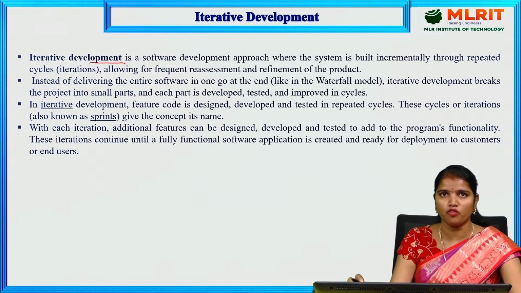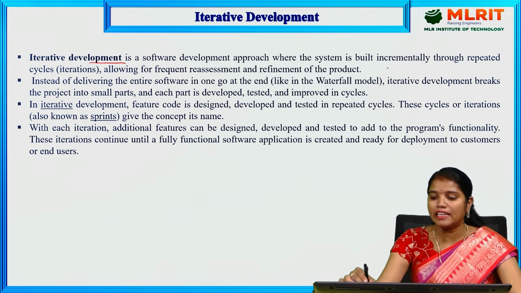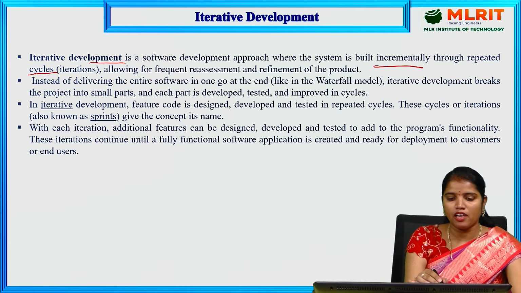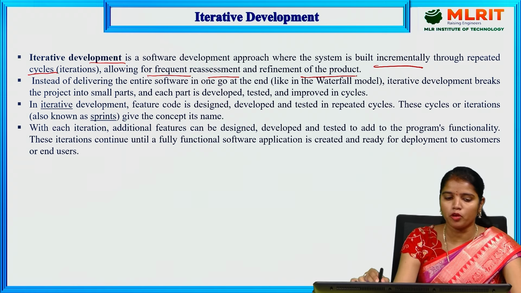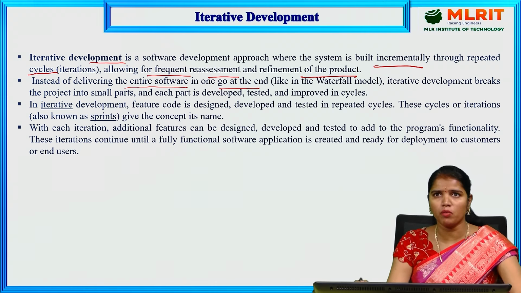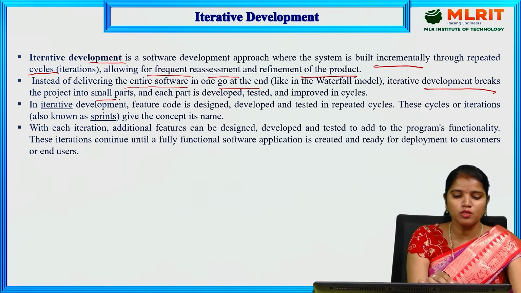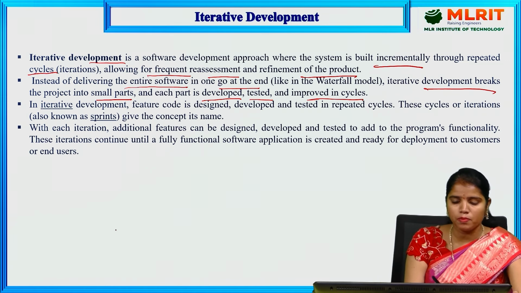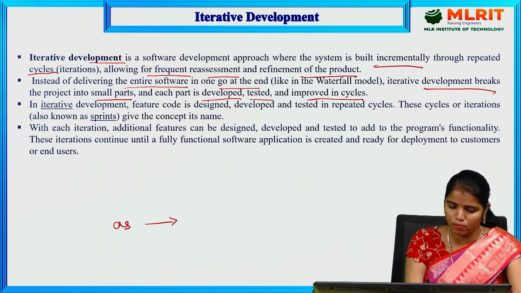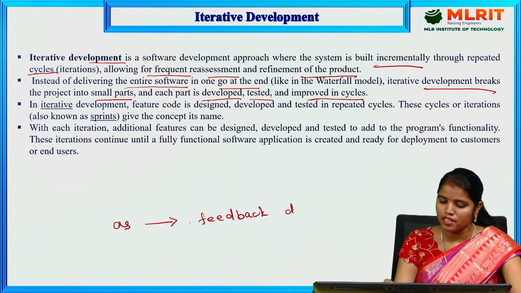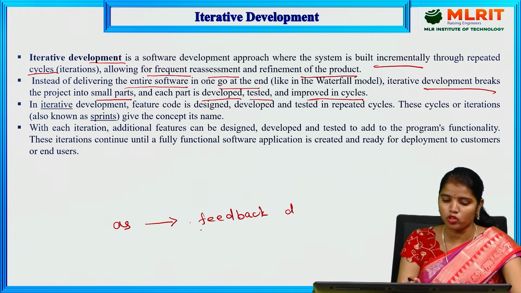Iterative development is a software development approach where the system is built incrementally through repeated cycles. Here, iteration is nothing but repeated cycles, allowing for frequent reassessment and refinement of the product. Instead of delivering the entire software in one go at the end, like in the waterfall model, iterative development breaks the project into small parts, and each part is developed, tested, and improved in cycles. For example, as per the customer requirements, it goes for the development stage first. After collecting the feedback from the customer, it goes for testing, and next for design and development, all the phases continuously and simultaneously. It divides the entire project into small parts.